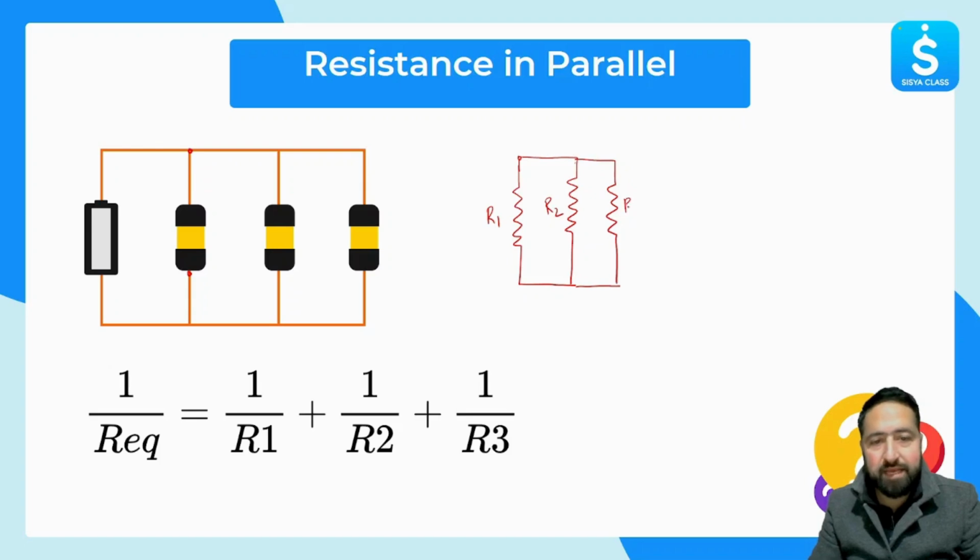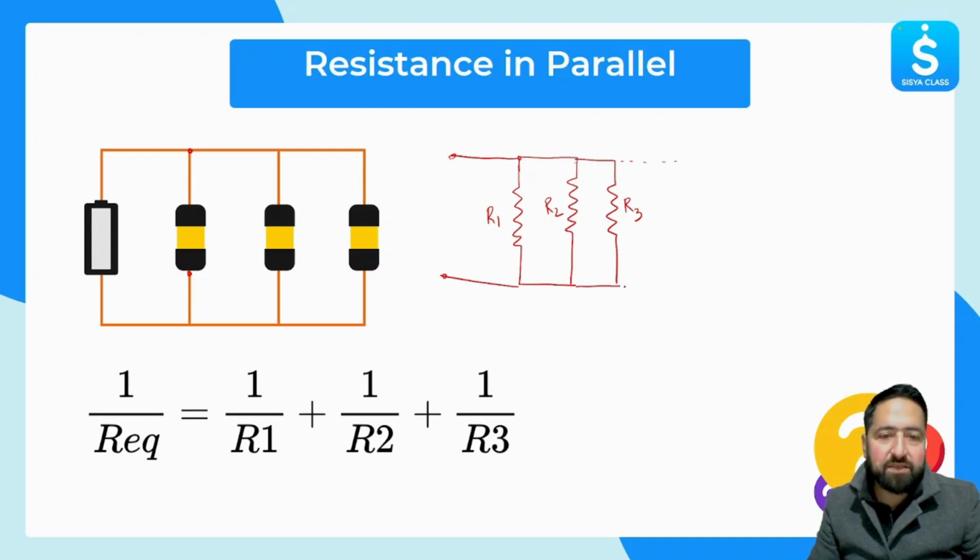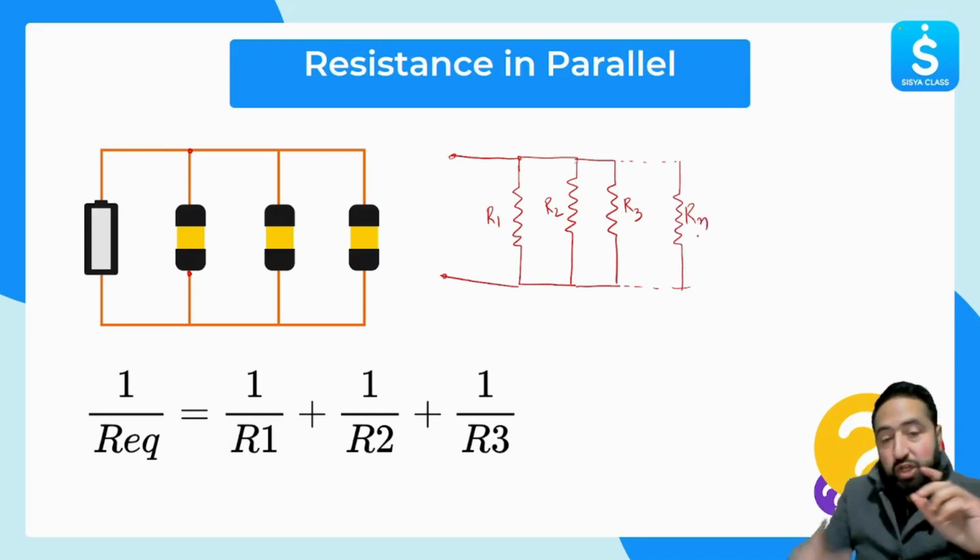Let me name them like this, and there will be some supply. We are not concerned with the supply right now: battery, cells. So R1, R2, R3. Similarly, there can be n number of resistors connected like this. Let me name the nth resistor Rn. So now what will be the equivalent resistance? What will be the net resistance when they are connected like this?